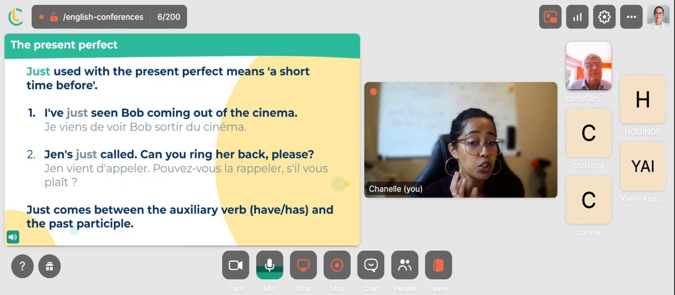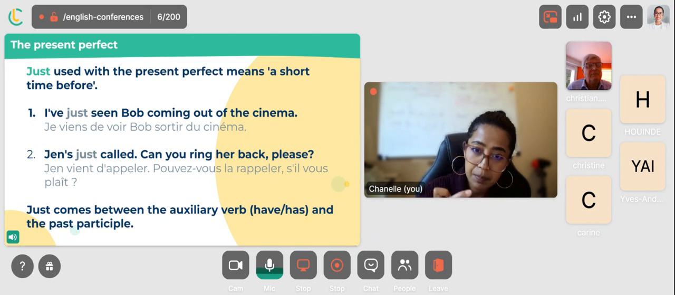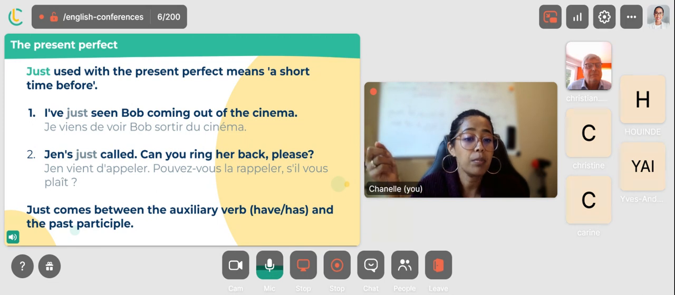Just used with the present perfect means a short time before. So for example, I've just seen Bob coming out of the cinema. So en français, on a le venir de, which shows that it is a moment that has just happened. For example, je viens de voir Bob sortir du cinéma. Je viens de.